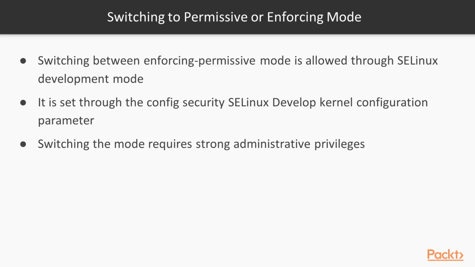Now let's look into switching to permissive or enforcing mode. Most distribution-provided kernels allow switching between enforcing and permissive mode through a simple administrative command. This feature is called the SELinux development mode, and is set through the CONFIG_SECURITY_SELINUX_DEVELOP kernel configuration parameter. Although this can be considered a risk, switching the mode requires strong administrative privileges, which most application domains don't have.